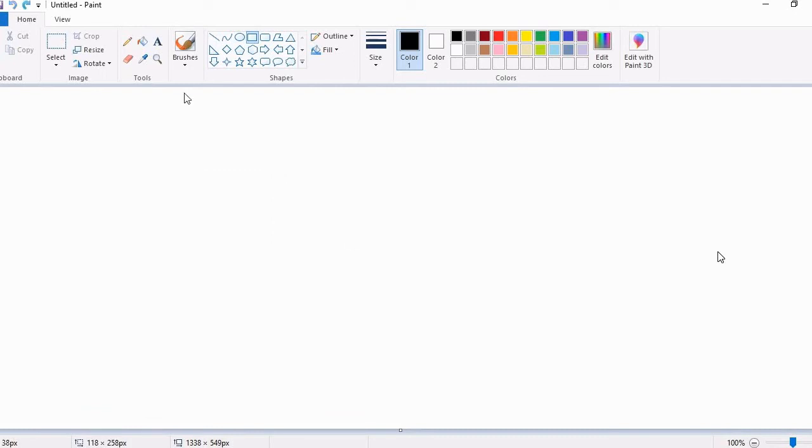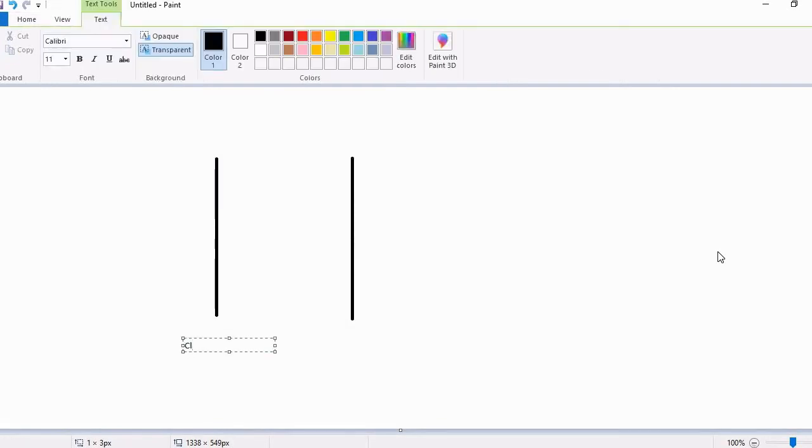Sorry, let's take lines only. Okay, so here we are taking two lines. Two lines means one is for the client. This is our client, and this is our server. So we are taking client and server. Client means who is requesting, you can call him a client, and server means who is responding to him, you can call it a server.